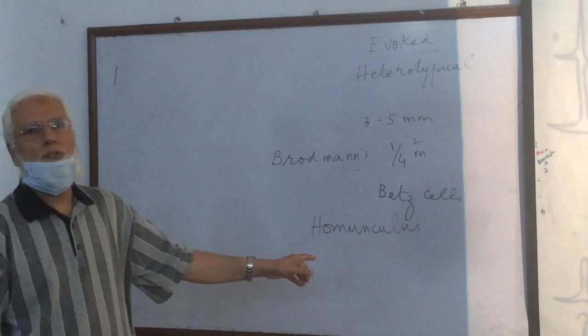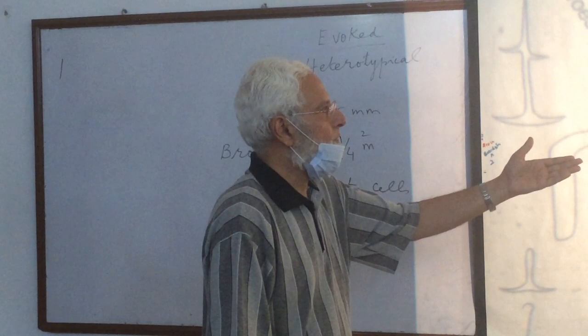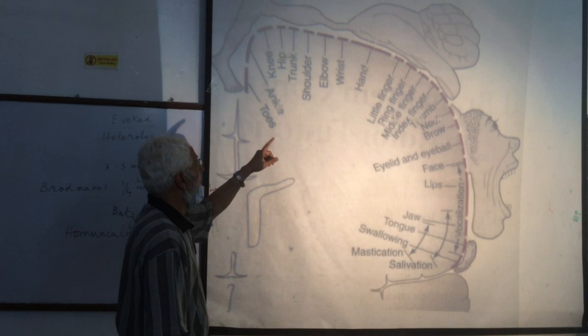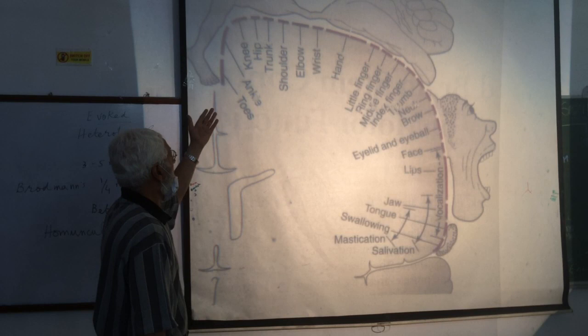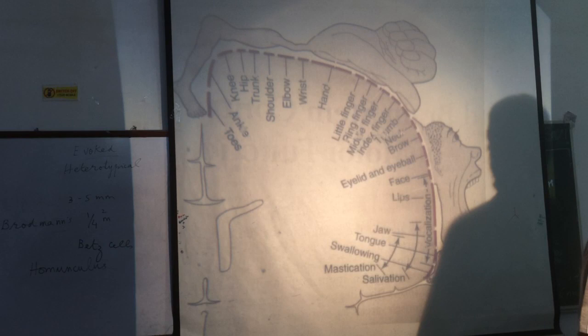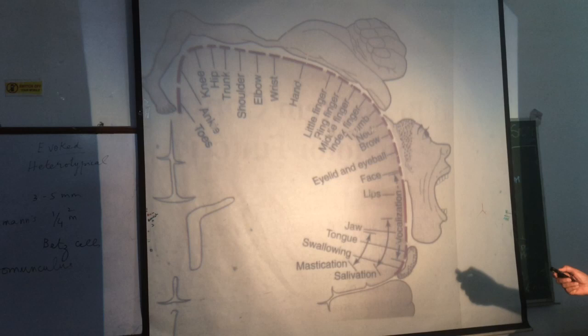In this sensory homunculus, a much larger area is occupied by the lips or jaw, face, then thumb, fingers, hand. Much less area is occupied by the arms, thorax, and the legs, etc. Right? So this is the physiological representation in the sensory homunculus in area S1, that is the somatic sensory area. And this is Brodmann's area 1, 2, 3.